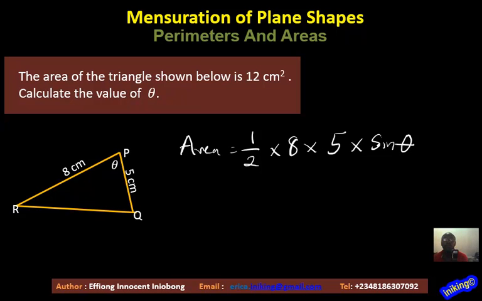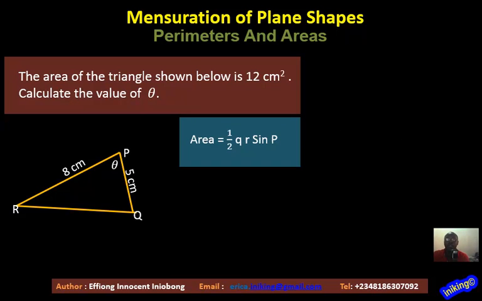That's all. Since we have been provided with the area, we can just substitute 12. Here we have 8 times 5, 40, divided by 2. That gives me 20 times the sine of theta. So we can just manipulate this to get our theta. Let's look at the next slide. So that's it there. QR. How did they get QR? Let's see how we arrive at QR.